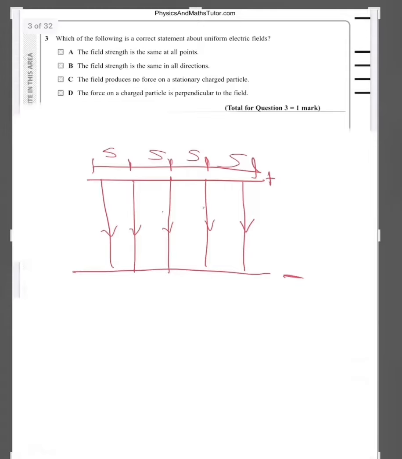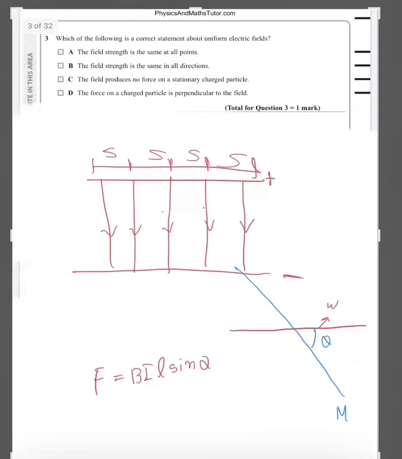Part B, the field strength is the same in all directions. No, the field strength is not the same in all directions. For example, let us take the force that is acting on a current carrying conductor, F equals BIL sine theta. So for example, this is our wire and this is our magnetic field. So this is the value theta.